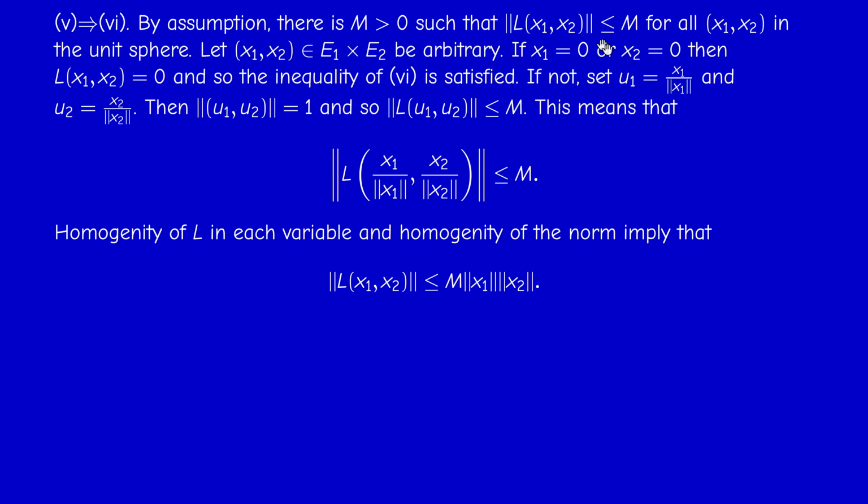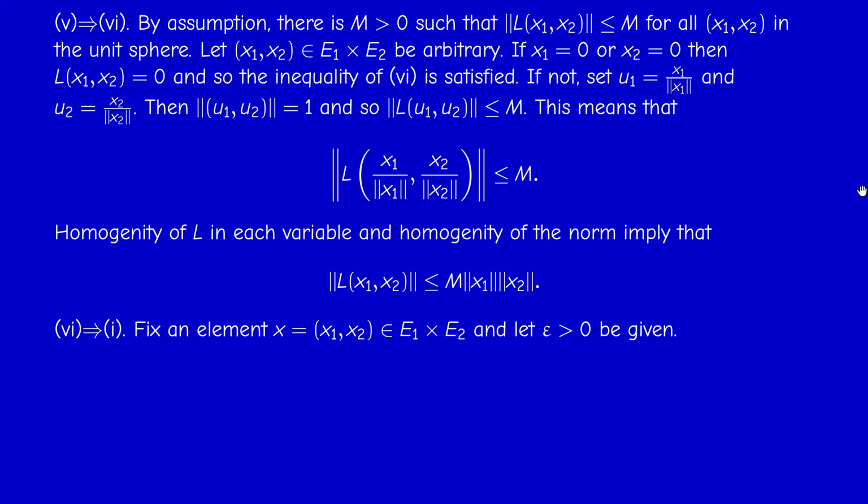So M can actually be taken to be the maximum, or the supremum precisely, over the unit sphere. So this concludes the proof of the implication 5 implies 6. Okay, now 6 implies 1, and we are done. This is a little bit harder than the other implications. So I want to prove now continuity at every point.